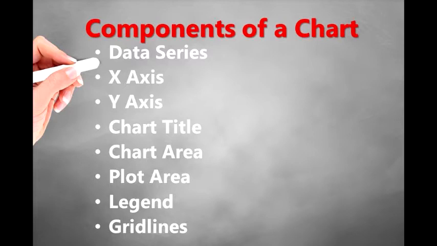The last one is grid lines. They are the lines that run from each category on the x-axis and from each value on the y-axis across the plot area. These are the components of a chart.